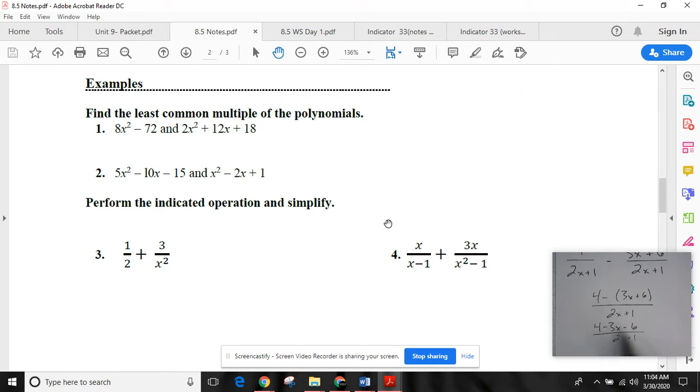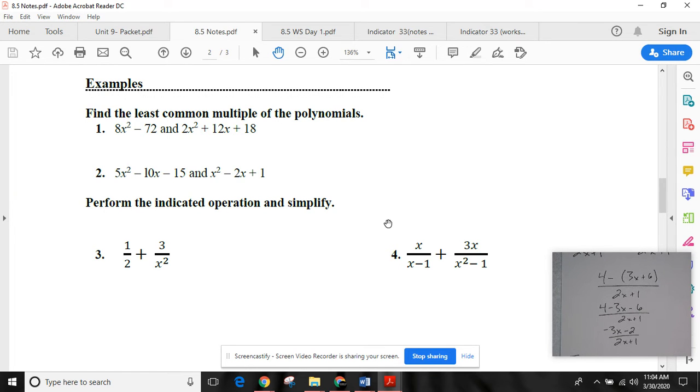And then lastly, combining like terms, we have 4 minus 6. I'm going to put that negative 3x first. So negative 3x and then minus 2 all over 2x plus 1. That would be our final answer for that problem using like denominators.